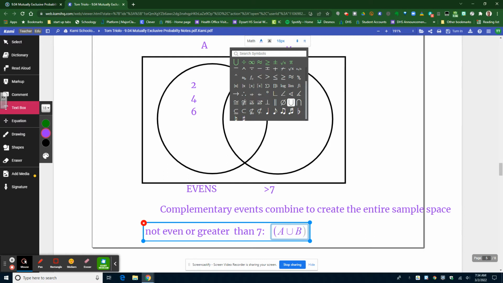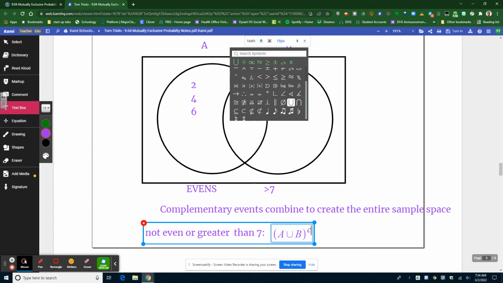And then B, and then close parentheses, and then shift 6 like you're going to do an exponent. What does the word complementary start with? C. So you're going to use a lowercase c. Okay. So the complement of evens. So what would that actually be? What's the complement of even and greater than 7?